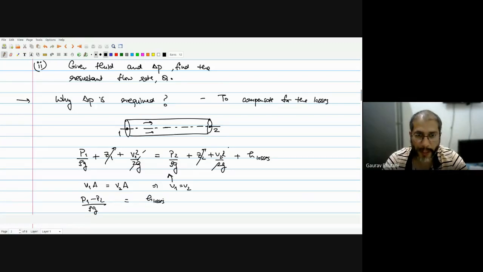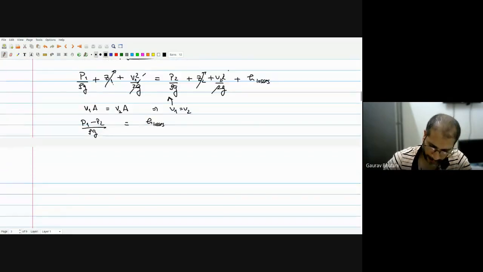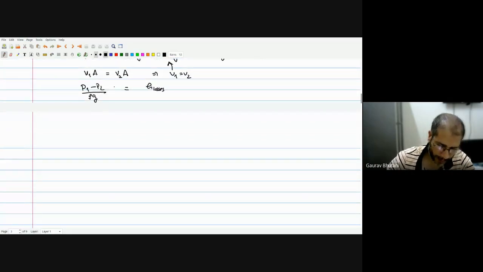So that's the reason we require a delta P. That's the reason you need to put a pump, because it has to compensate for the losses because of different reasons that are happening from 1 to 2. Okay, it is to compensate for these losses. If you had an ideal situation where there was no loss, then you would not require any pump to sustain the flow. Right? And what kind of losses are we talking about here?